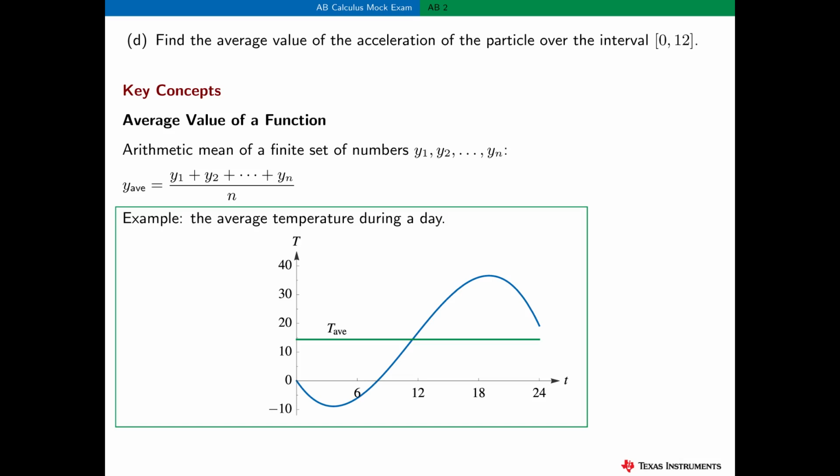This graph shows an example of a temperature function, capital T, given in degrees Fahrenheit. And it also shows a guess at the average temperature during the day. It seems like the value is sort of in the middle of the temperature function over the interval 0 to 24. But how do we find this value?